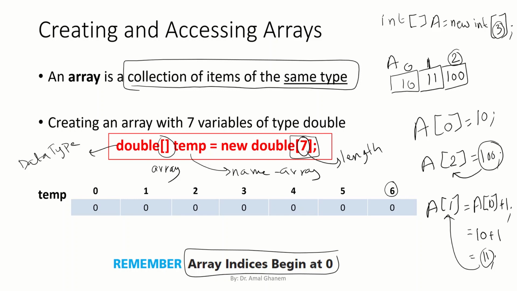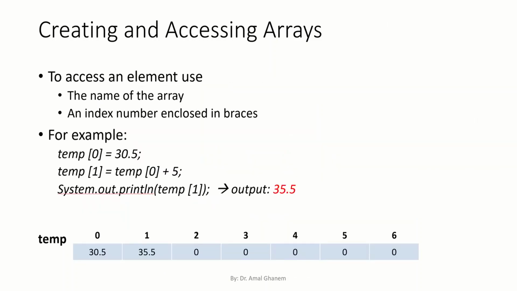Let's apply the same technique on the temperature array where we have 7 elements. So for example, if I say temp at location 0 equals 30.5, it means go to location 0 and save the value 30.5. If we say go to location 1, it equals the array at location 0 plus 5. We know the array at location 0 is holding 30.5, so this says 30.5 plus 5, which will be 35.5. I have to save it in location 1, so I will go to location 1 and save a new value.